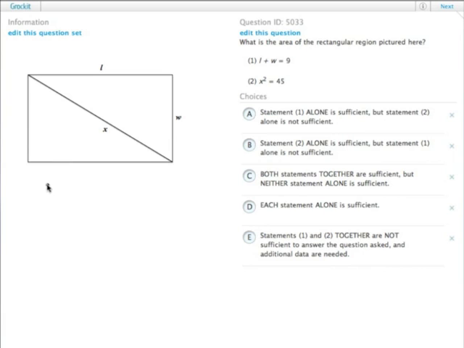So the area of the rectangular region pictured. Remember, the area of a rectangle is equal to the length times the width. If we can find L and W, or something about that product, we will have sufficiency.